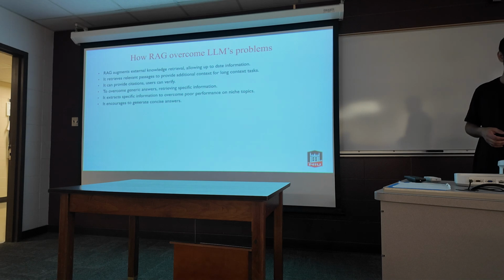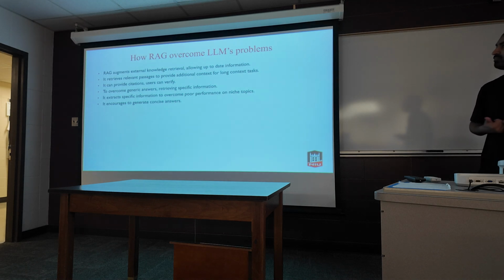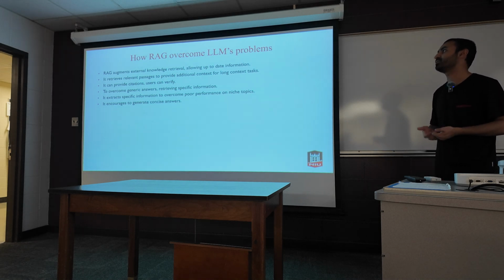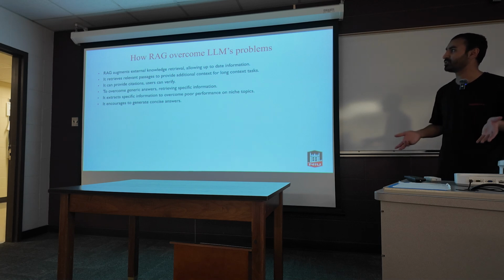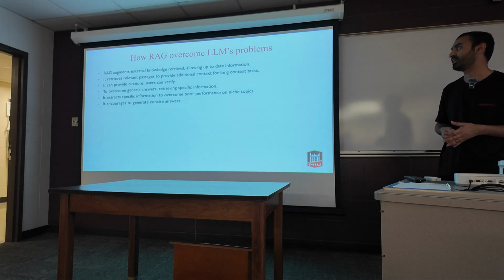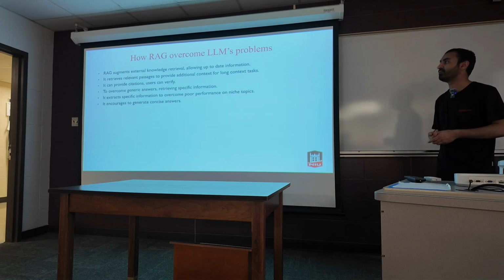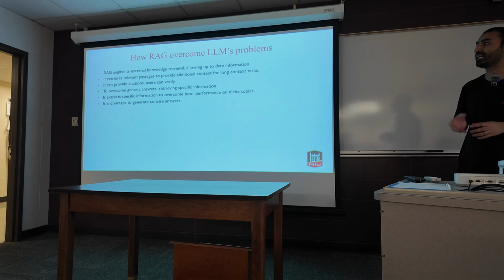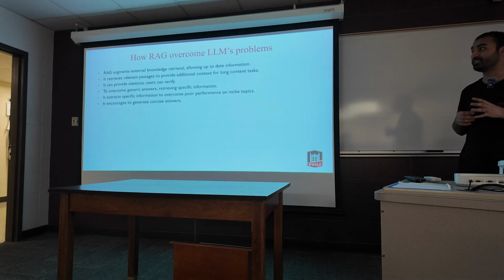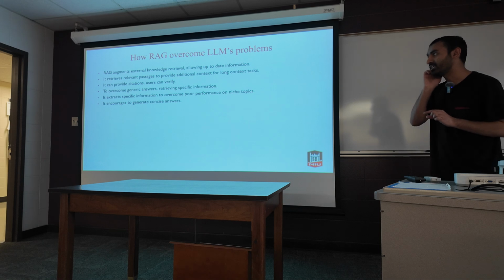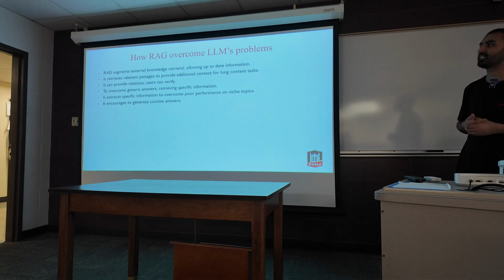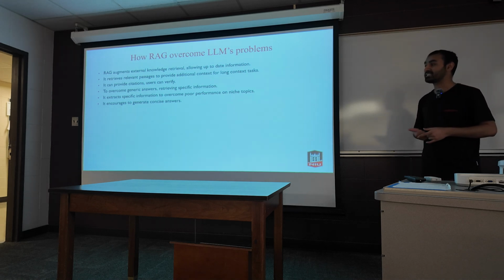So how does RAG overcome LLMs' problems? Like in an earlier slide I mentioned, RAG augments external knowledge, which allows up-to-date information. It retrieves relevant passages to provide additional context for long-context tasks. If the context is very long, there is a very famous paper called Lost in the Middle: LLMs do not give that much importance to text in the middle. So with long context, LLMs struggle to synthesize the information. Another thing is citation generation.